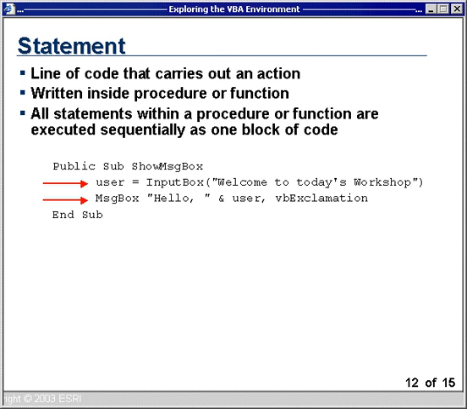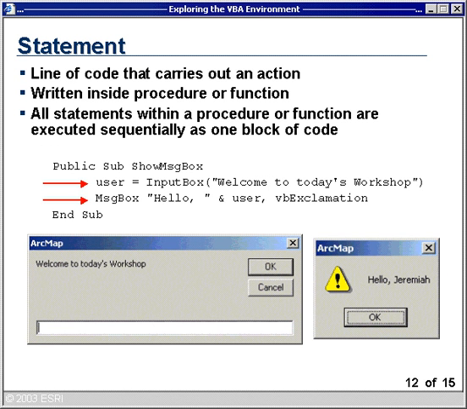Within our procedures or functions, we're going to see statements. A statement is simply a line of code that carries out an action. We don't have to pay too much attention yet to what each statement is doing. What we see here is two different statements. One statement is popping up an input box, which we see below. The next statement is popping up a message box, telling the user hello.